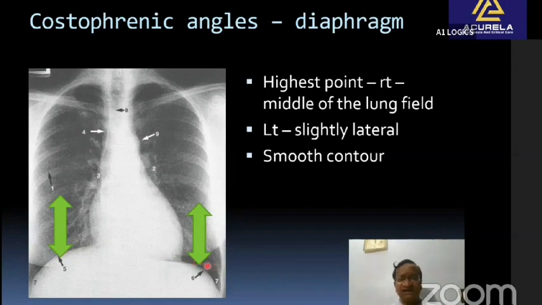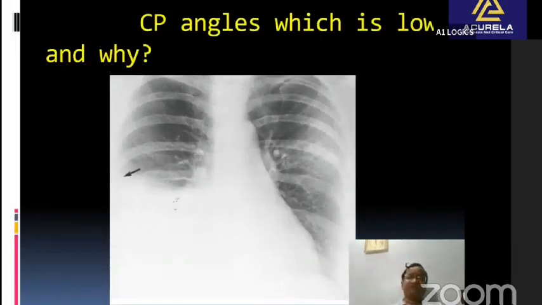The highest point is a little lateral on the left side. There should be a smooth contour. All these things should be seen, because if the diaphragm is not smooth, the diagnosis is different. If there is a subdiaphragmatic air shadow, the diagnosis is different. So, is this fine or not? Cardiophrenic and costophrenic angles should be seen. The diaphragm should be seen. Usually the left CP angle is a little low.